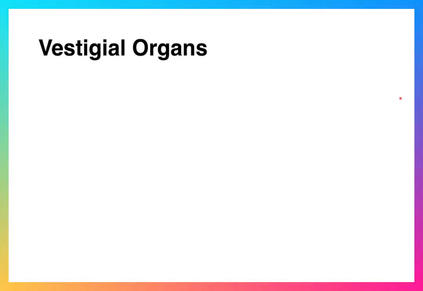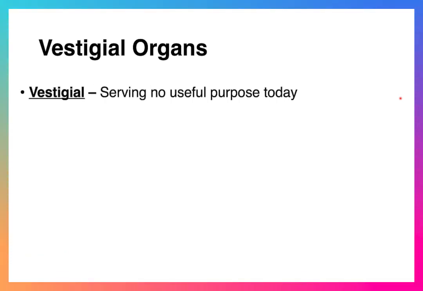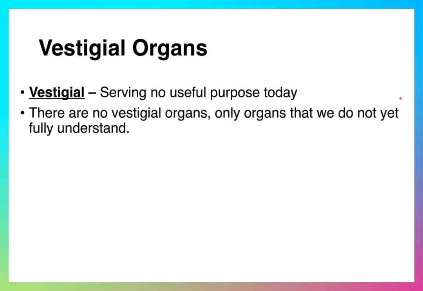Now, one other concept I want to end with is the concept of vestigial organs. You'll hear this from time to time, particularly from evolutionary biologists. And a vestigial organ is an organ that does not seem to serve any useful purpose today. Now, an example of this is the appendix. Basically, most people do not believe that the appendix has a use. But what is true, at least from my perspective, is that there are no real vestigial organs. Only organs that we don't fully understand or don't know why they were necessary at the time of creation.